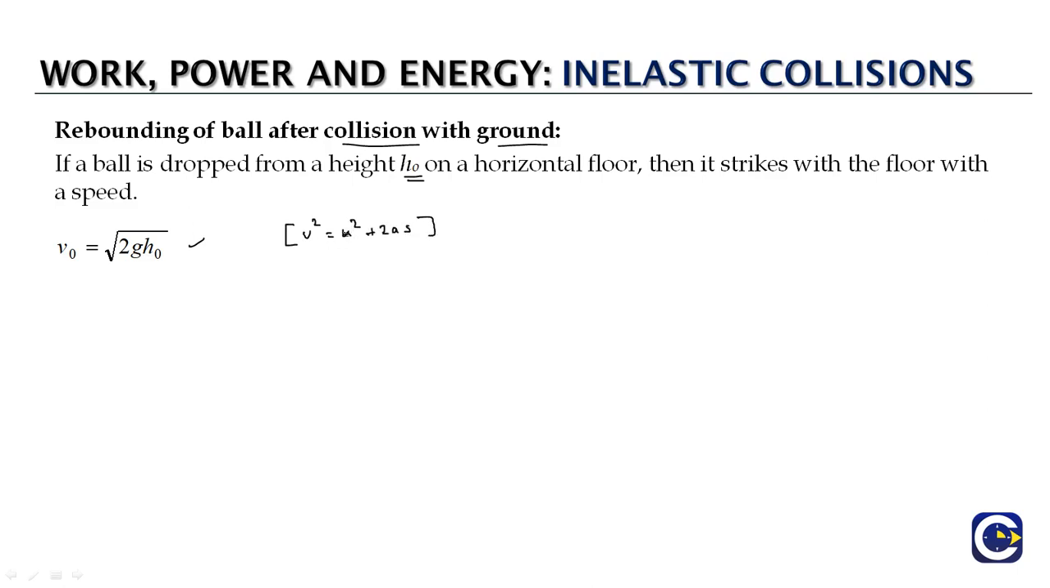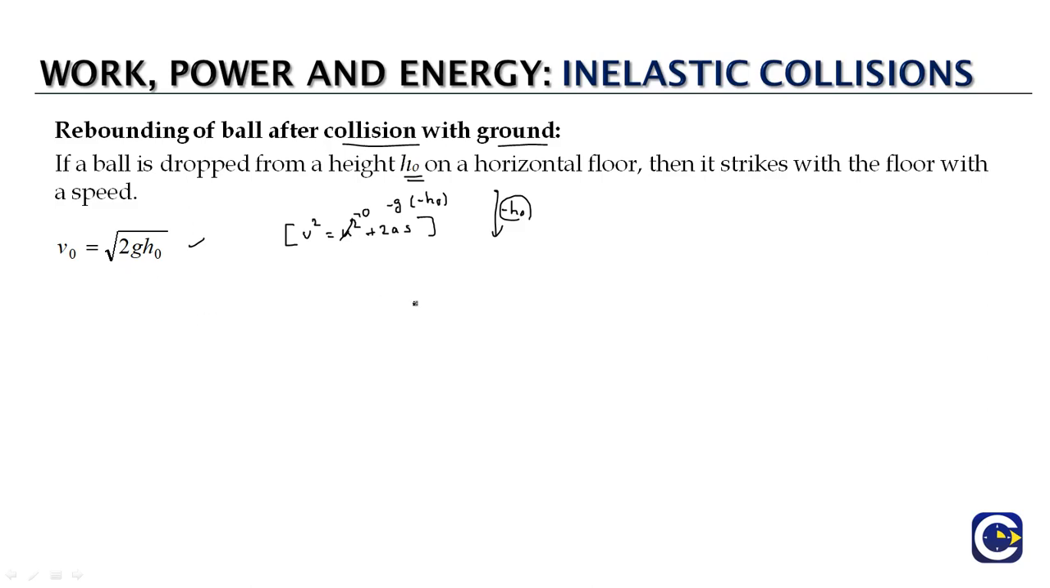Now the initial velocity, since we are dropping it, will be 0, and the acceleration will be the acceleration due to gravity, minus g, and the displacement, the height h0 from which it is being dropped, is going to be minus h0. Since we are dropping it from a height, the displacement here will be taken as negative. In kinematics, we follow a sign convention while using the equations: anything upwards we take as positive, anything downwards we take as negative. So the final speed with which it is going to strike the ground will be equal to root 2g h0.